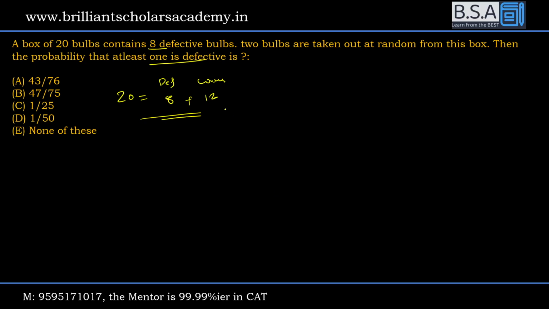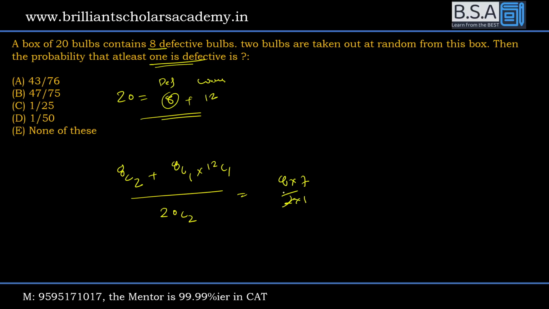देखो, you want at least one defective. There's a possibility both are defective, 8 combination 2. There's a possibility there is one defective and there is one working out of 20. कौन सी बड़ी बात है? 8 combination 2 is 8 into 7 upon 2 into 1. 28 आ गया. This is 8 into 12, 96. So numerator is 28 plus 96 is equal to 124.